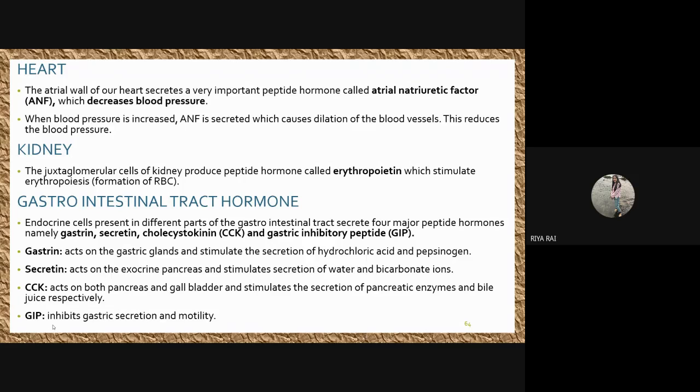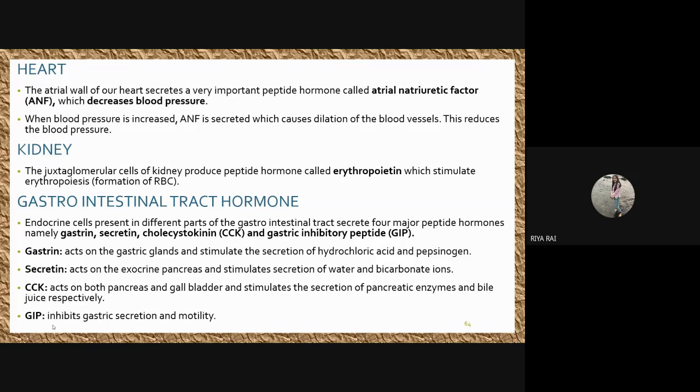Kidney. The juxtaglomerular cells of the kidney produce the peptide hormone called erythropoietin, and this erythropoietin plays an important role in erythropoiesis, that is the formation of the RBC. Along with this, another hormone which is secreted by the kidney is the renin, which helps in increasing the reabsorption of water and sodium ions in uriniferous tubules.